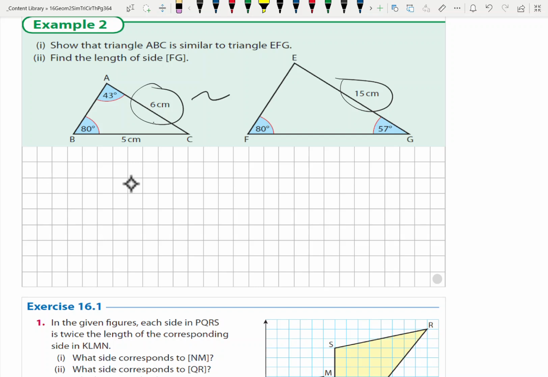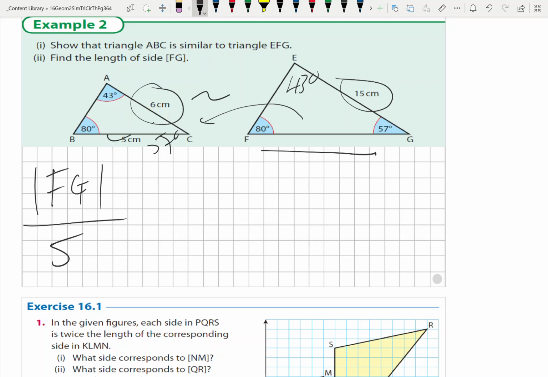So basically we've shown that they're similar with 43 and 57 degrees. And find the length of FG. So let's always start off with our variable, and that is our variable FG up top. Find it physically, it's here. Compare it to the smaller triangle, which is 5 in its corresponding place, and make that equal to the other proportion, the fully known proportion, which is 15 to 6.